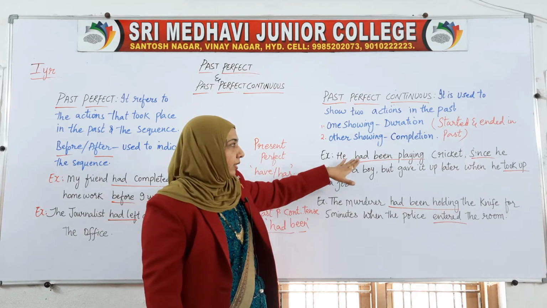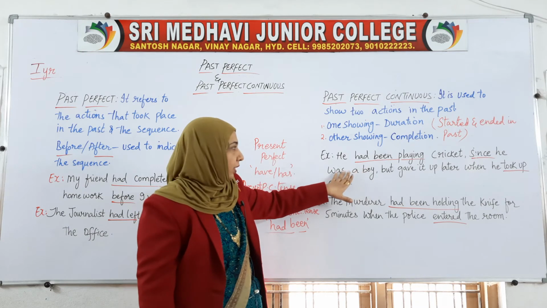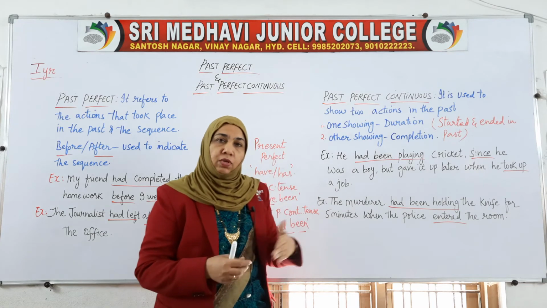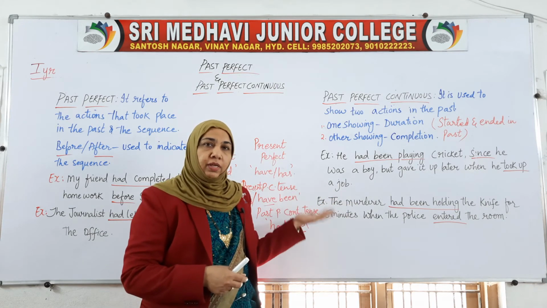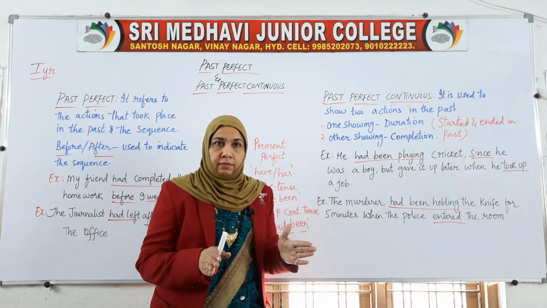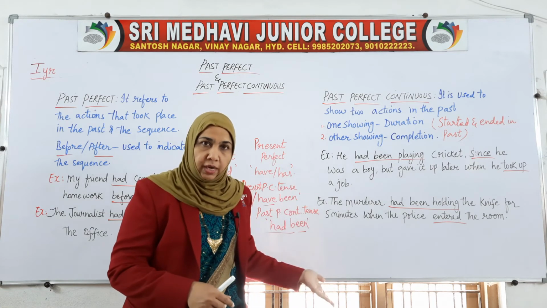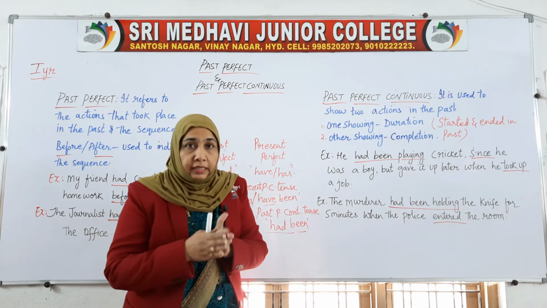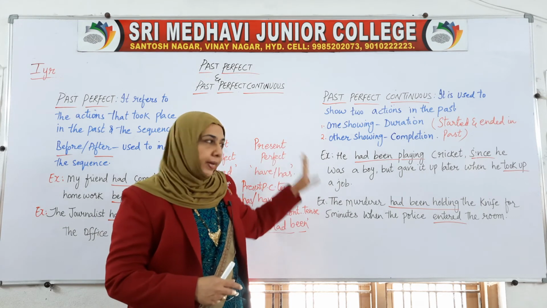He was doing this action, and the duration was from when he was a boy. He had been playing cricket since he was a boy, but gave it up later when he took a job. Now that means this ended. He was playing, now it ended. The action started in the past and now it has completely ended. There is nothing continuing in the present. Both are related to the past.